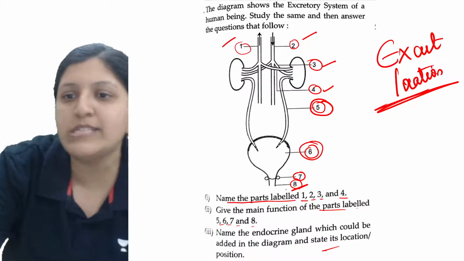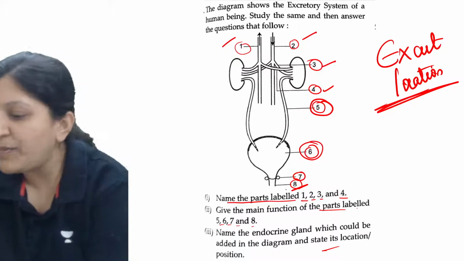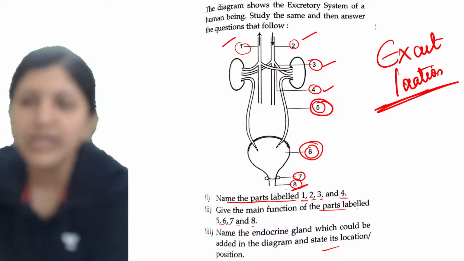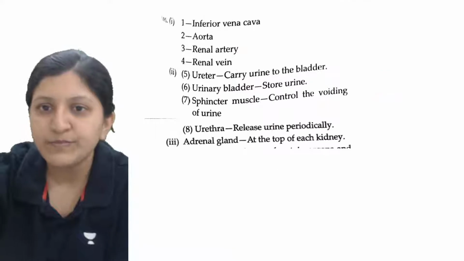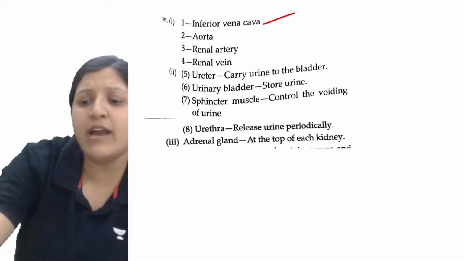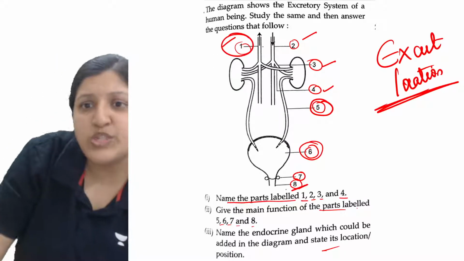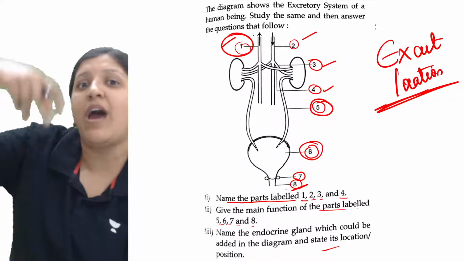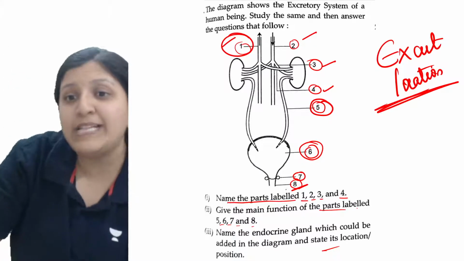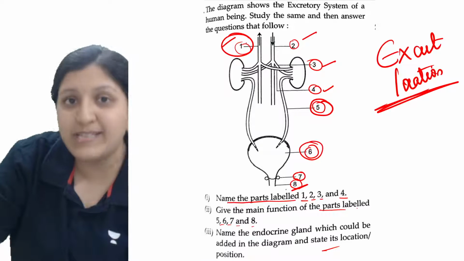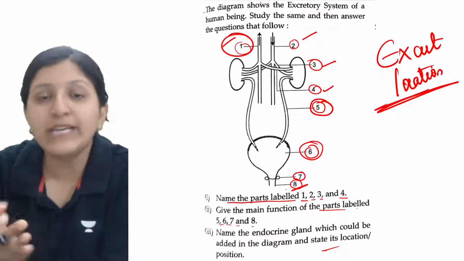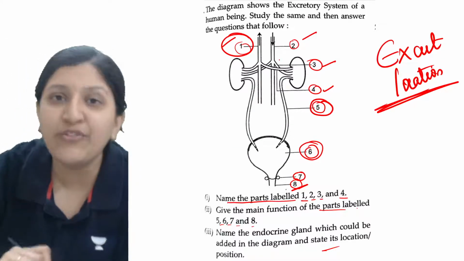So let's have a look at this. So 1, 2, 3, 4. Nobody has an idea on this, like what exactly is this 1, 2, 3, 4? The inferior vena cava, this one. Okay, since it is connecting to the heart later on, that means the deoxygenated blood is carried away from the kidney and to the heart. So this is the inferior vena cava.